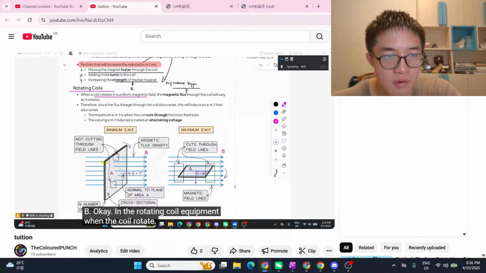Rotating coils. When a coil rotates in a uniform magnetic field, the magnetic flux through the coil will vary as it rotates. Therefore, since the flux linkage through the coil also varies, this will induce an EMF that also varies. The maximum EMF is when the coil cuts through the most field lines. The varying EMF induced is called an alternating current.